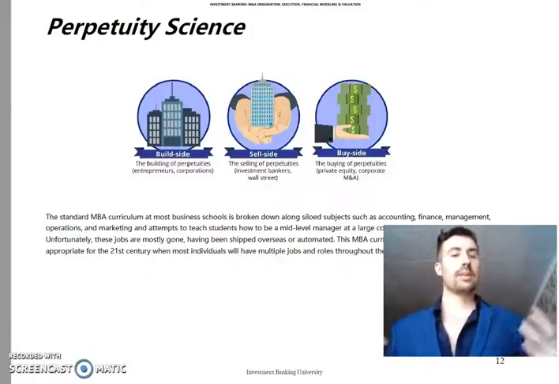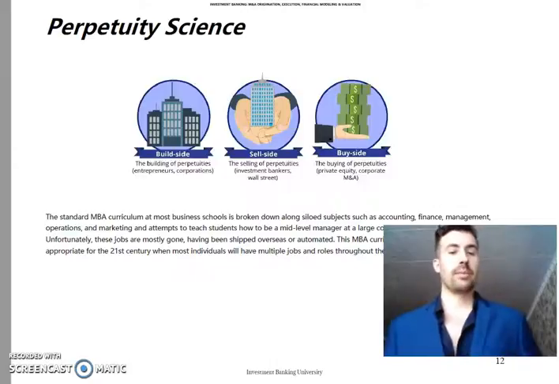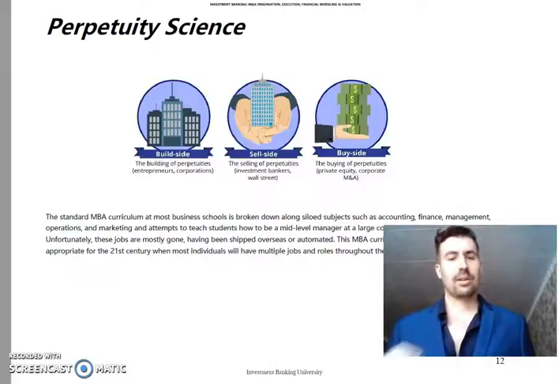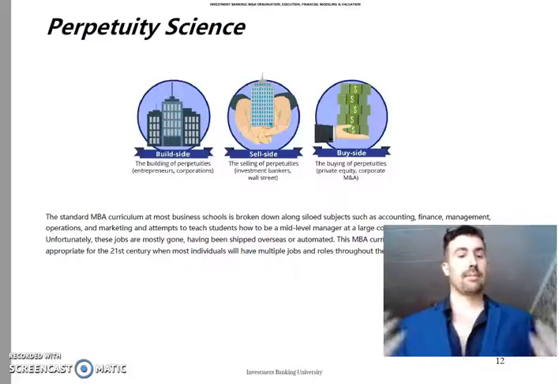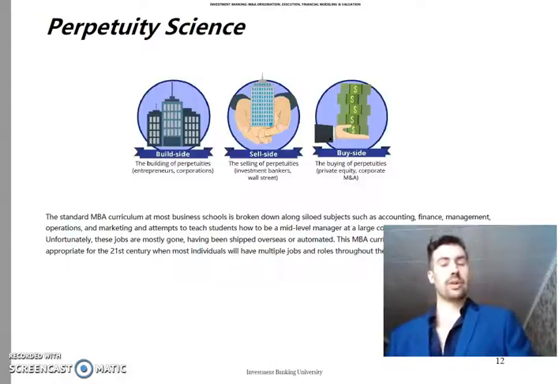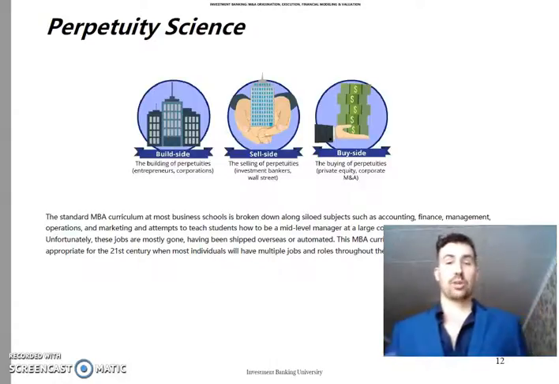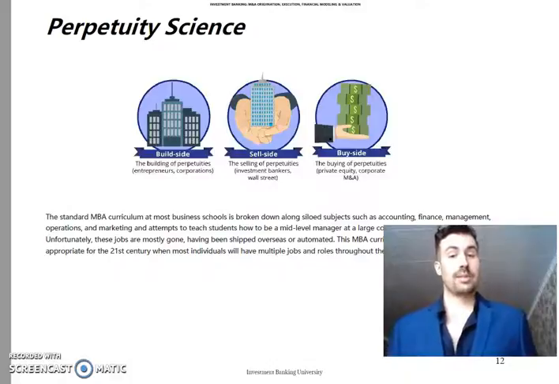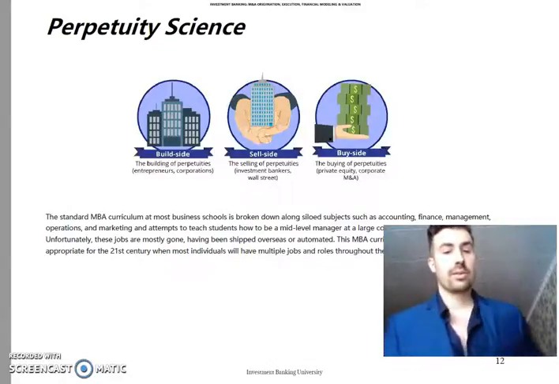So we're going to begin perpetuity science by discussing how education is currently structured in a business school and how it should be structured. So the standard MBA curriculum in most business schools is broken down along siloed subjects such as accounting, finance, management, operations, and marketing, and attempts to teach students how to be a mid-level manager at a corporation for the rest of their lives, a functional siloed specialist, if you will. Unfortunately, these jobs are mostly gone, having been shipped overseas or automated. This MBA curriculum is thus outdated and not appropriate for the 21st century, when most individuals will have multiple jobs and roles throughout their careers and lives.